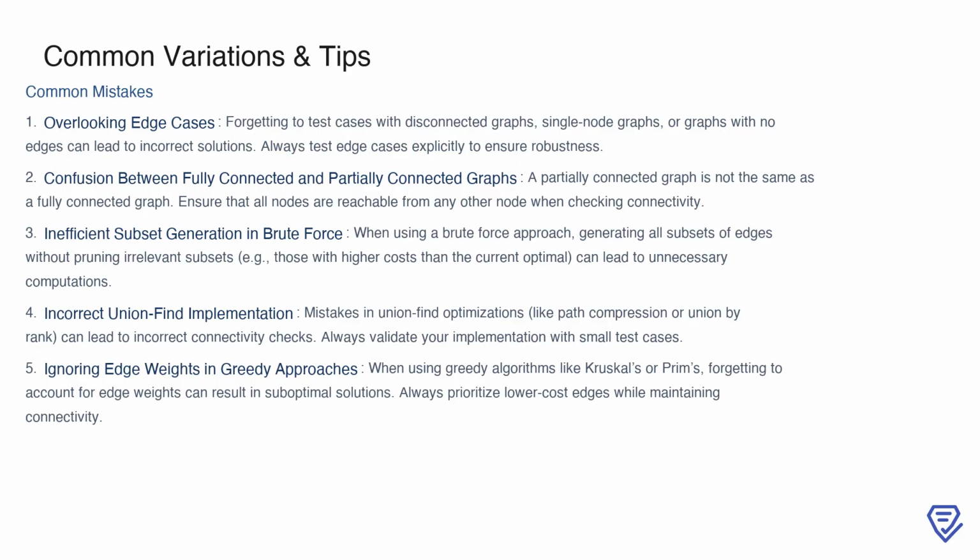Another pitfall is inefficiency in brute force approaches. Generating all subsets of edges without excluding irrelevant ones can waste significant computation time, especially if some subsets are guaranteed to exceed the optimal cost. Mistakes in union-find implementation, such as failing to apply path compression or union by rank correctly, can also lead to incorrect results, so always validate your logic with small test cases. Finally, in greedy algorithms like Kruskal's or Prim's, forgetting to prioritize edges with lower weights can result in suboptimal solutions. Always ensure you're accounting for edge weights while maintaining graph connectivity.